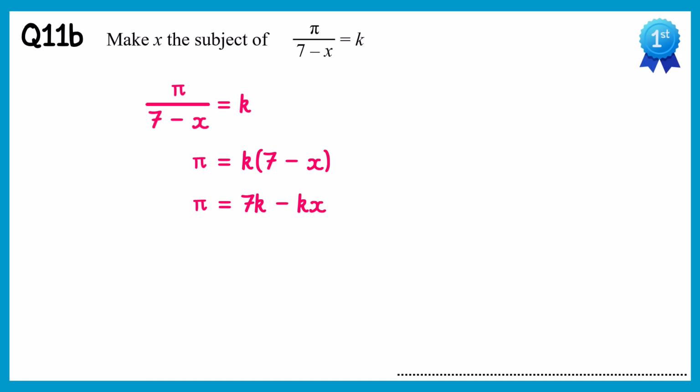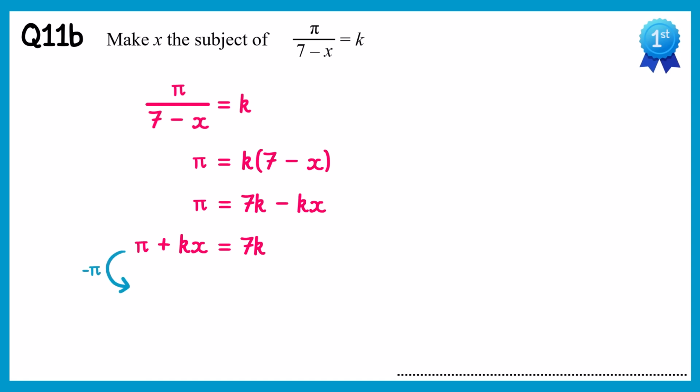Now, we want to make x the subject, and at the moment the term including x is negative, so what I like to do at this point is add that term to both sides. So I'm going to add kx to the left side, which would just be pi plus kx, and on the right hand side if I add kx, that will cancel the subtract kx, so I just end up with 7k.